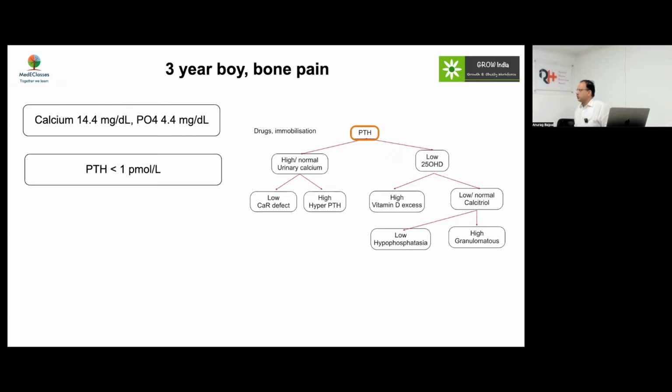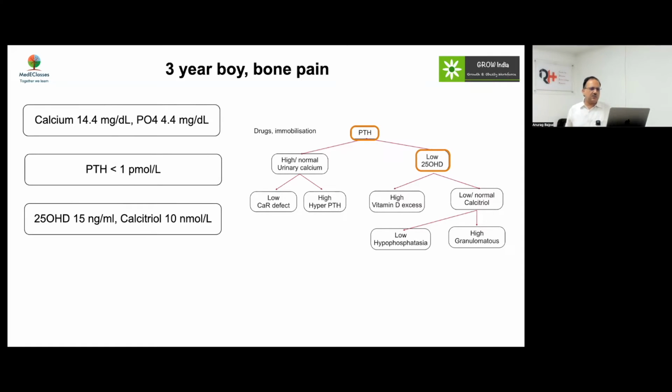Now, on evaluation, the first step you always look at is the PTH level. The PTH level was low, which was in a way indicated by the phosphorus level, which was normal, because if your PTH is high, you expect the phosphorus level to be on the lower side. So this was a PTH-independent form of hypercalcemia. The vitamin D level was normal and the calcitriol level was also normal, excluding a vitamin D form.